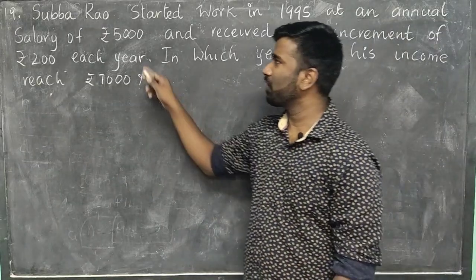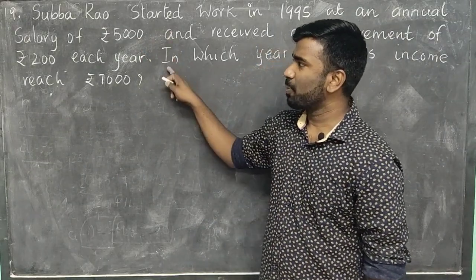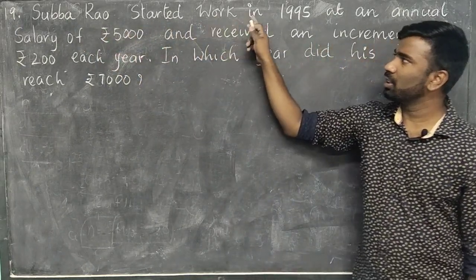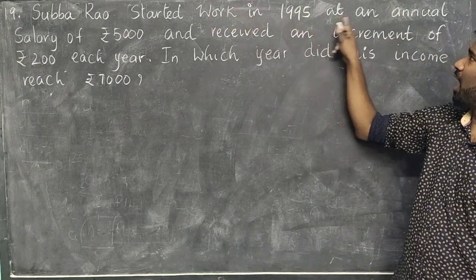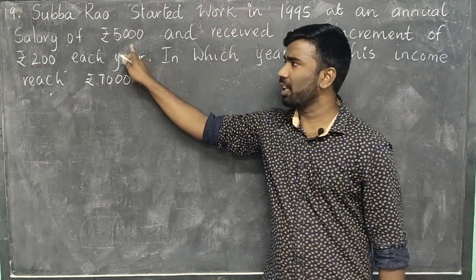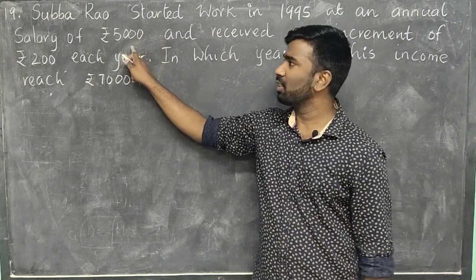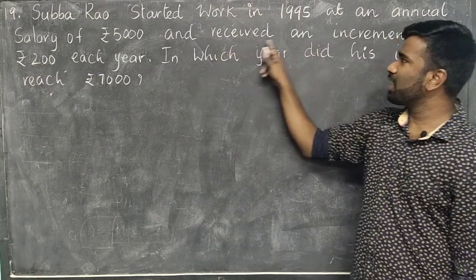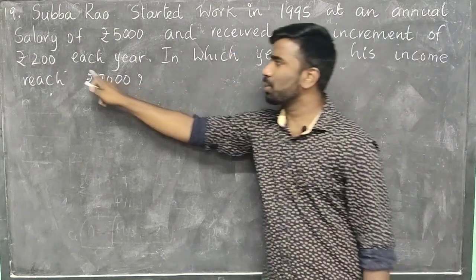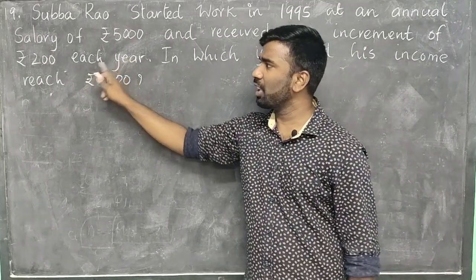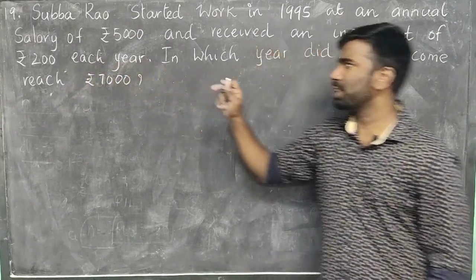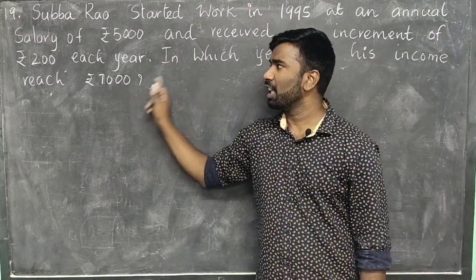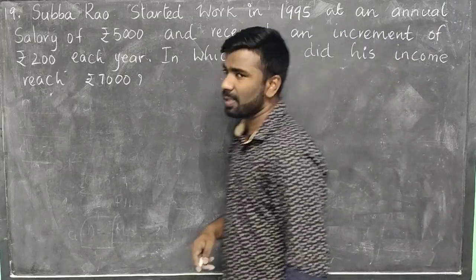Now moving to question number 9, which is a statement problem. Read the statement and convert it into the form of an equation. Subbarao started to work in 1995 at an annual salary of rupees 5,000, and received an increment of rupees 200 each year. For every year, he used to get rupees 200 as an increment. In which year did his income reach 7,000?